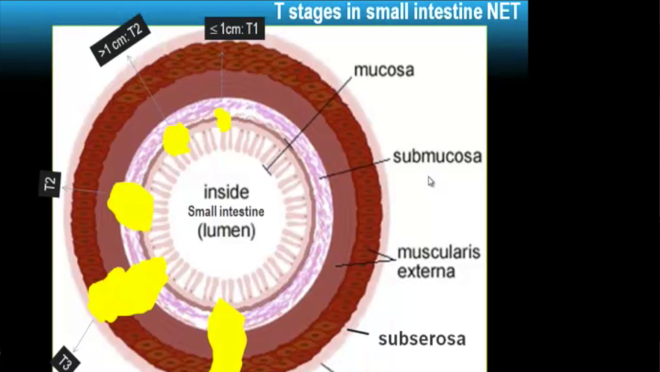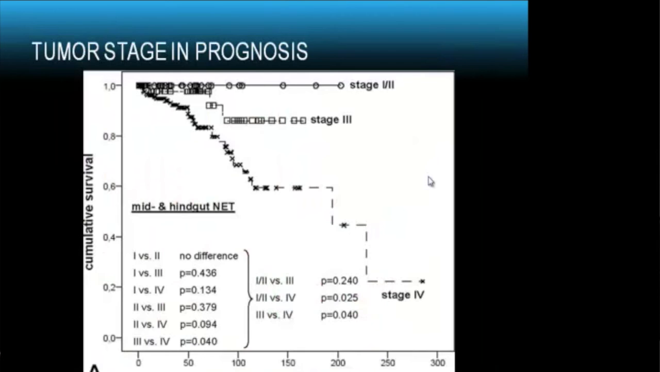So this diagram, I just want to show you how we do T stage. The small intestine has mucosa and submucosa, muscle, and subserosa and serosa. T1 means the tumor invades the mucosa and submucosa and is less than 1 centimeter. T2 is when the tumor is bigger than 1 centimeter or invades the muscle. T3 means the tumor invades through the muscle into the subserosa. And T4 means it has already penetrated through the entire wall. So that is how we T-stage the tumor. Again, stage is very important in prognosis, as shown in this picture.